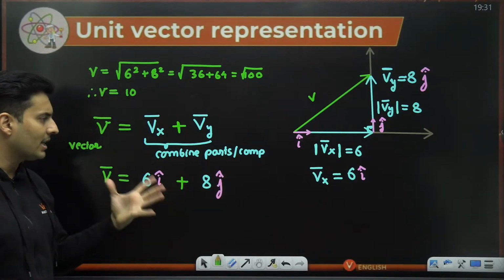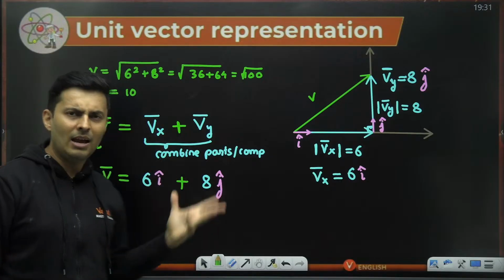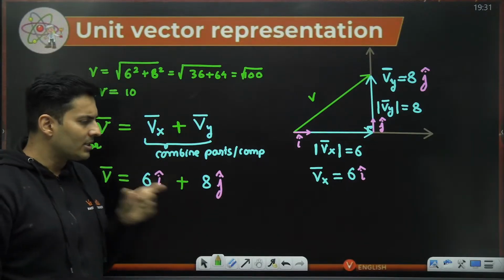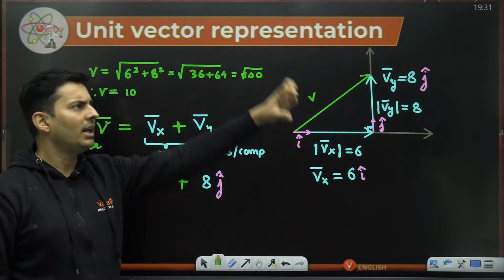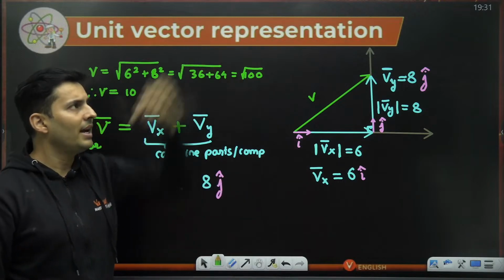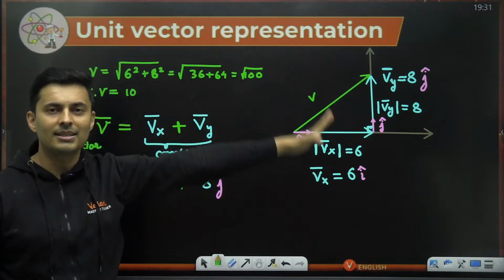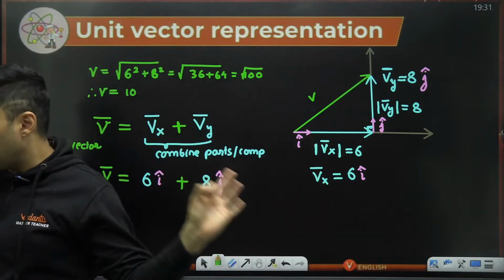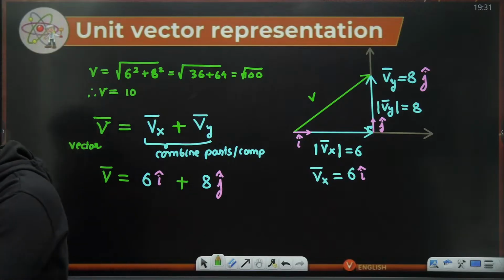6 I cap, 8 J cap. If anybody tells me, immediately I will think I cap I have to take 6 times, J cap I have to take 8 times. So this is X, this is Y. So this is my vector. Done, dusted, sorted. Isn't this an easier way to represent the vector?